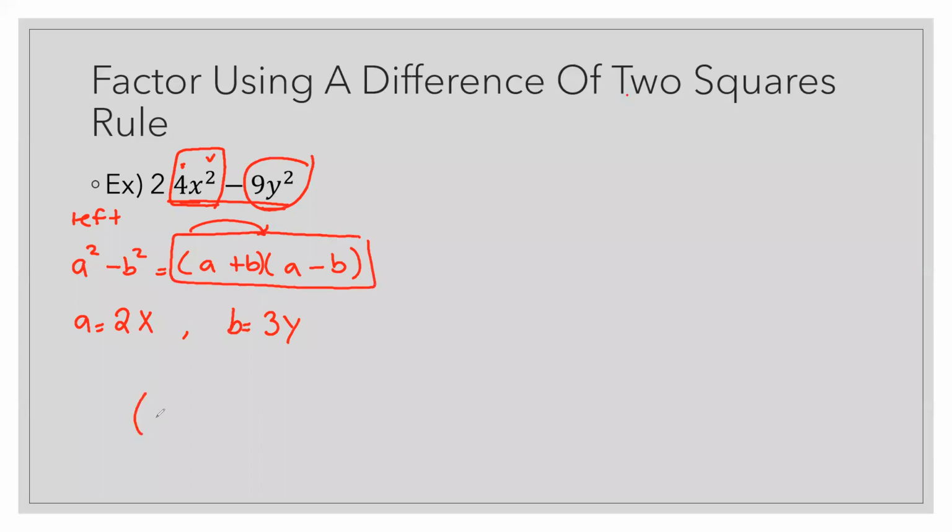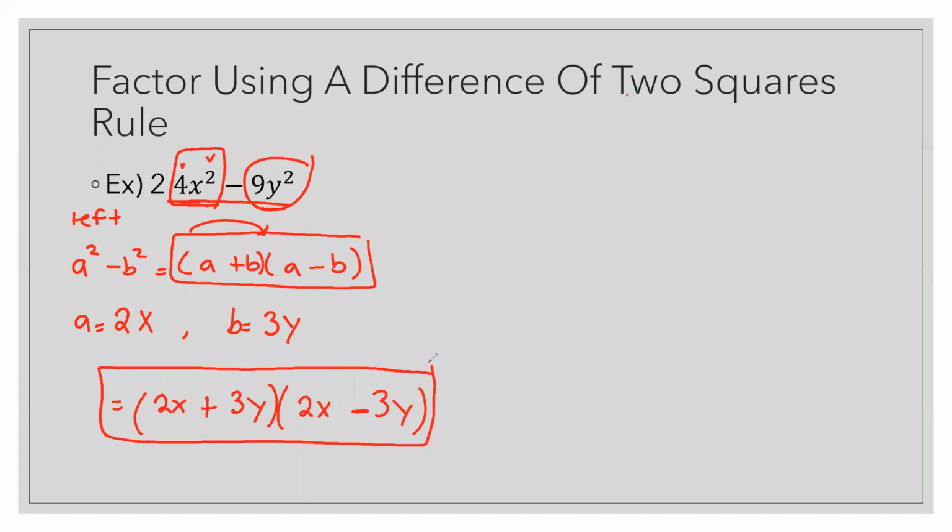So it's going to be a plus b, so my a value is 2x, plus my b value is 3y. And then it's a minus b, so my a value is 2x, minus my b value is 3y. Okay, so that's that. And go ahead and pause for a moment to copy down the rules.